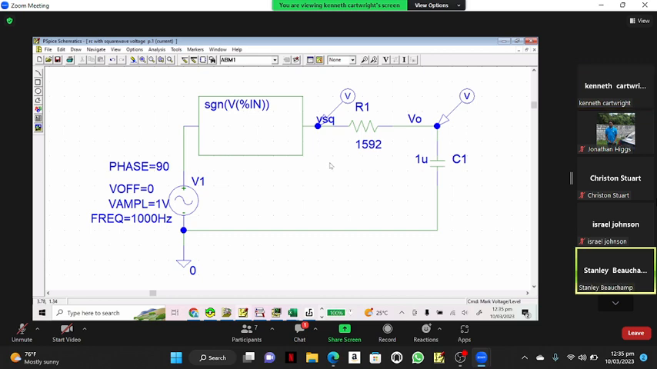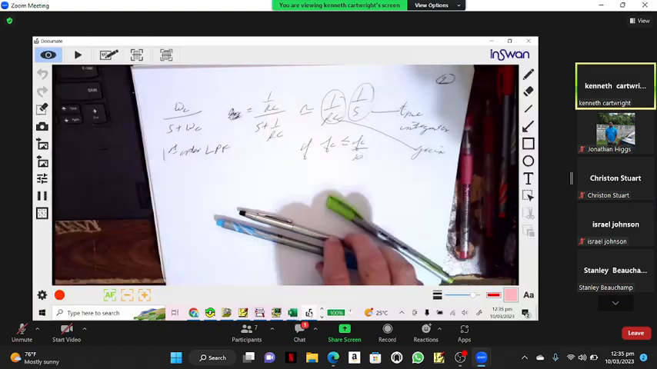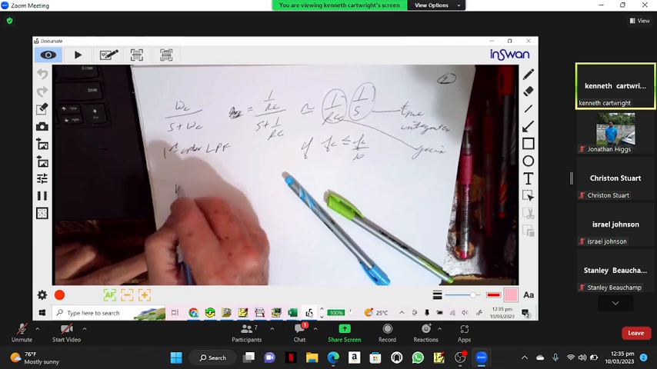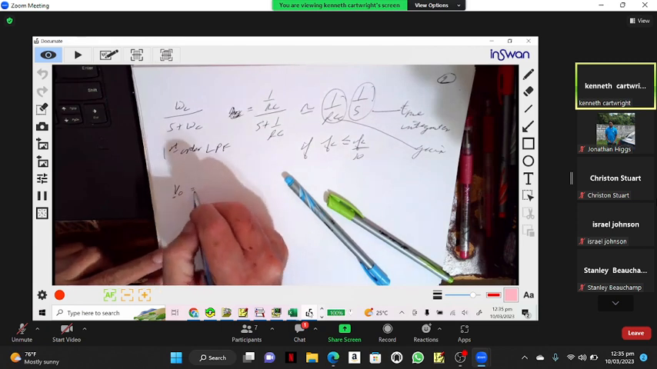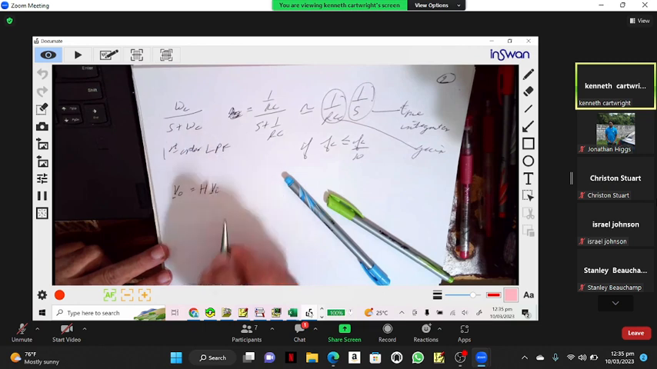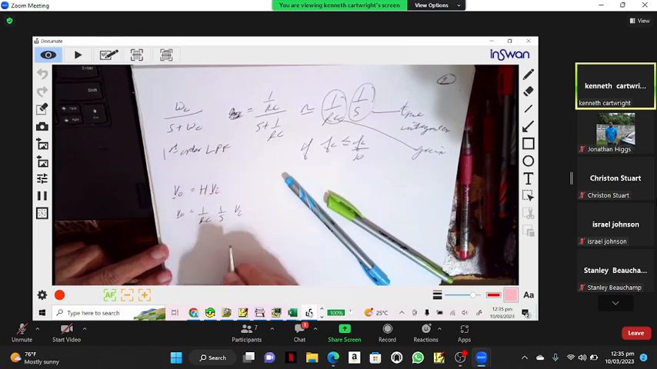Just to be sure, you say the output is the integral of the input multiplied by the gain? Yes. See there? VL phasor equals what? The transfer function times VI phasor. VL phasor equals 1 over RC times 1 over S times VI. What's VI over S? That's the integral in the time domain. And what is this? This is just gain.